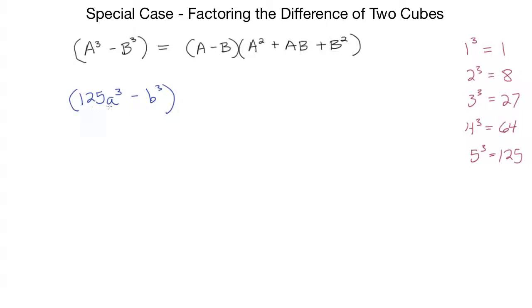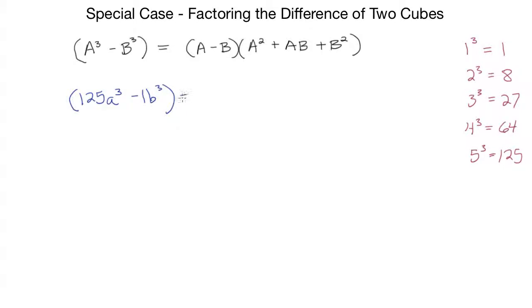so let's see what we've got here. We've got a binomial. I have a cubed and b cubed, so that fits that pattern there. 125 is 5 cubed. There's no number in front of b, but I could think of it as 1, which is something cubed as well. So we've got an example of something cubed.